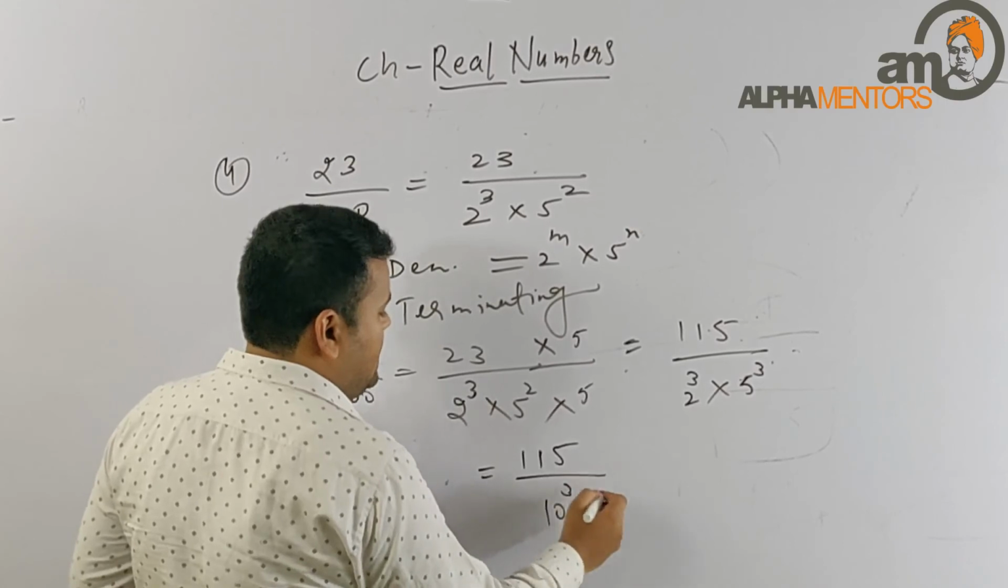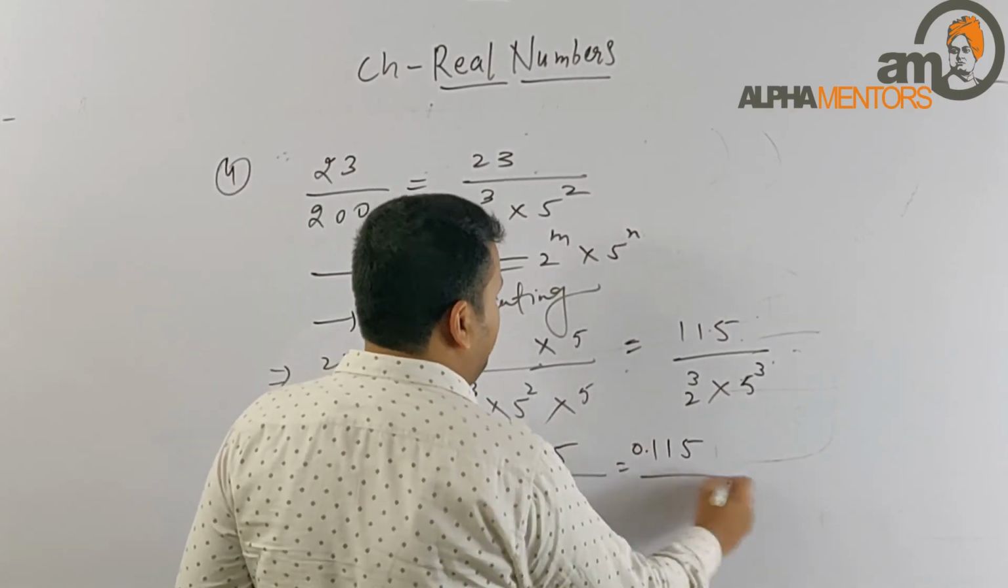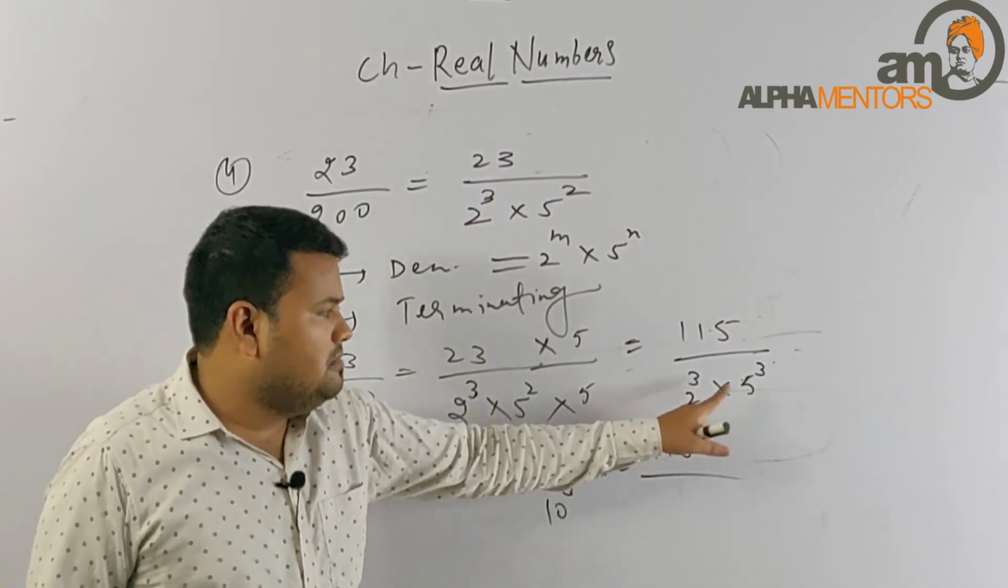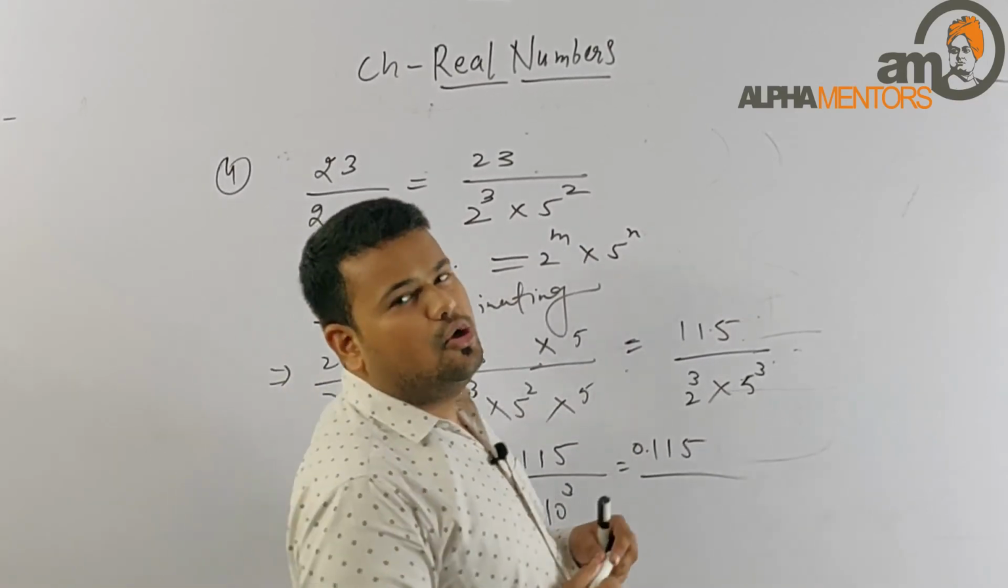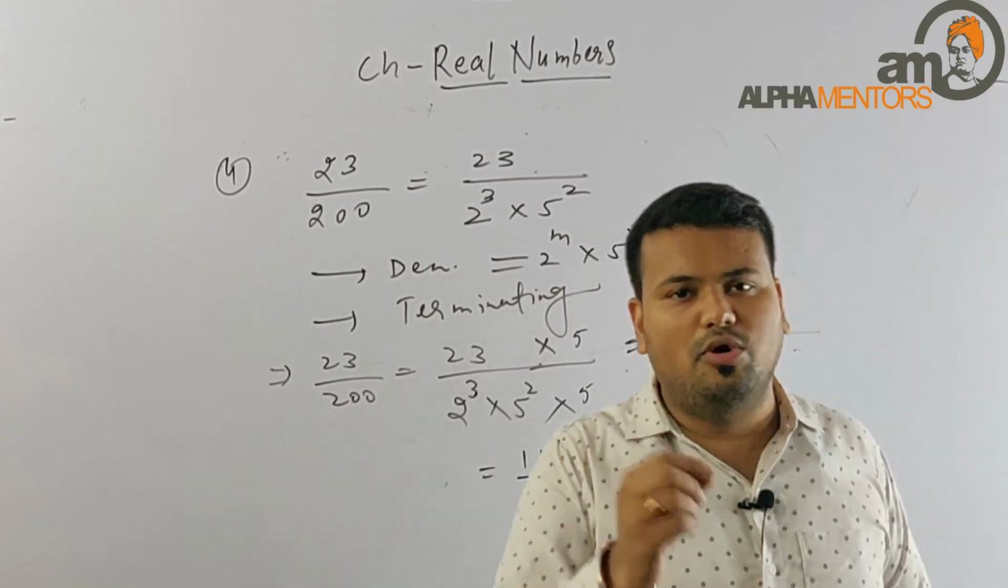So continue from here. 115 upon 10 to the power 3. So that is 0.115. Get it? 115 upon 10 to the power 3. So decimal expansion is 0.115.